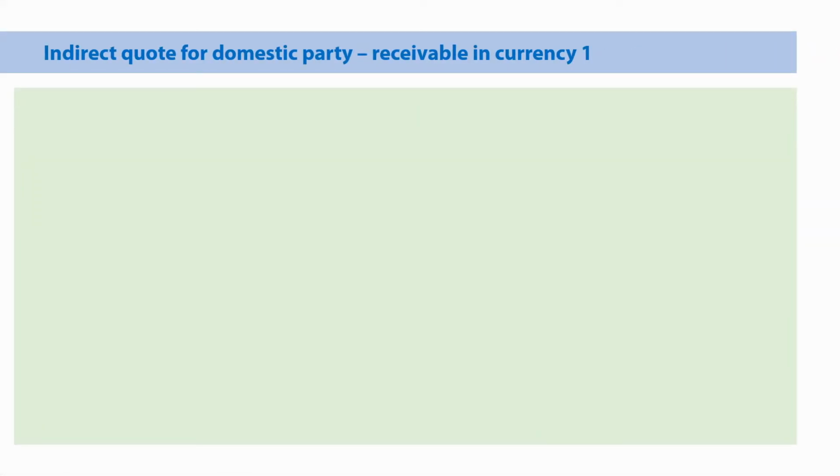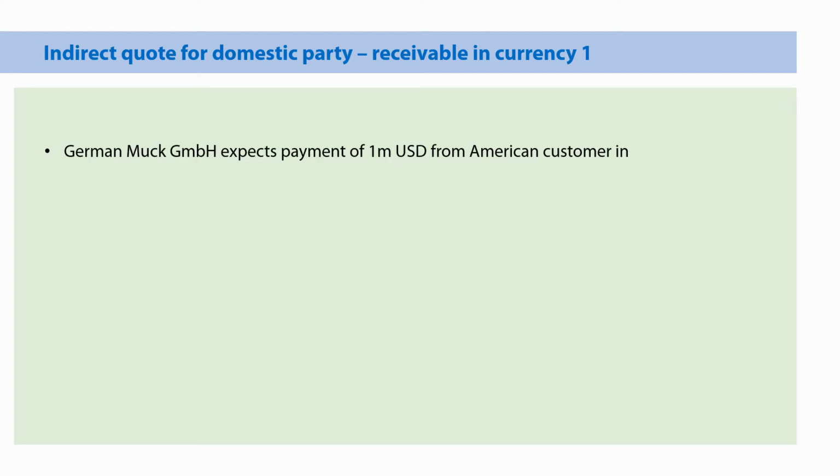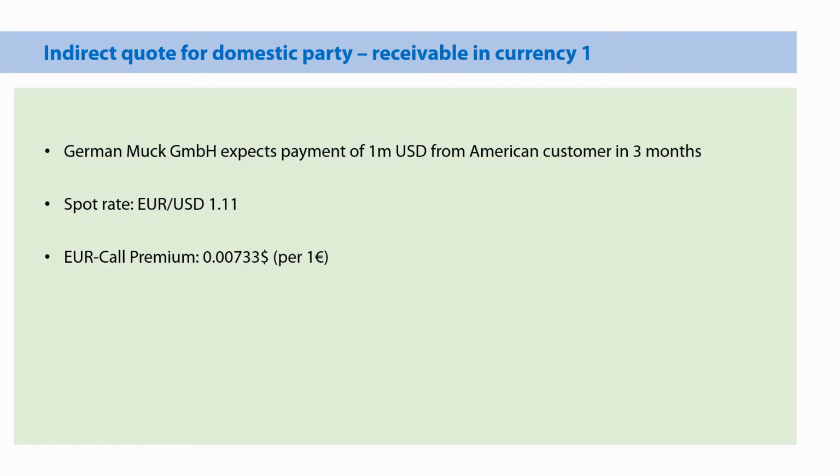The first situation is an indirect quote for the domestic party, and it's a receivable that they have in currency. Let's look at a German company. They expect payment of 1 million US dollars from an American customer in 3 months. The spot rate is supposed to be 1.11 US dollars per 1 euro. The call premium, a euro call, is 0.00733 US dollars for 1 euro.